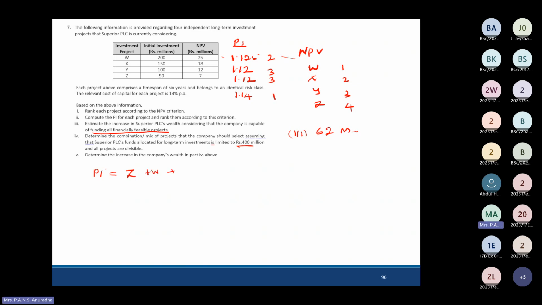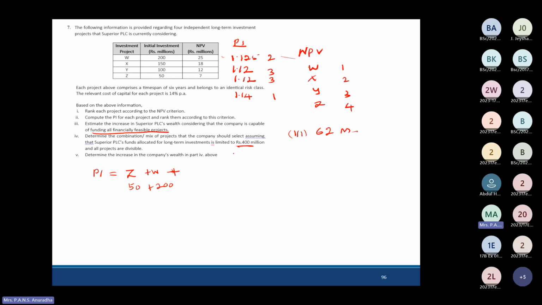For project Z, the initial investment is 50. For project W, the cost is 200. So 250. If you take third, both X and Y have the same profitability index. So therefore you can go to the budget limit of 250, with 400 million available. So 250.